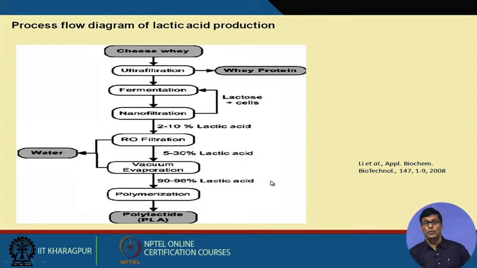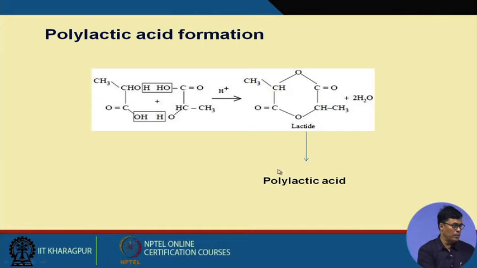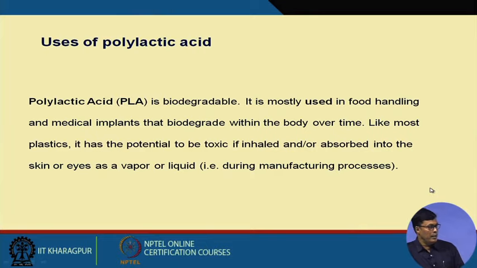I told you that polylactic acid has tremendous potential in the pharmaceutical industries. Now, I want to show you the reactions of how polylactide formation occurs. This is the lactic acid. When 2 lactic acid molecules combine, lactide is formed, and this lactide helps in the formation of polylactic acid. Polylactic acid is biodegradable. Why do we use polylactic acid? The reason is that it is biodegradable, and it is mostly used in food handling and in medical implants that biodegrade within the body over time. This is very important.